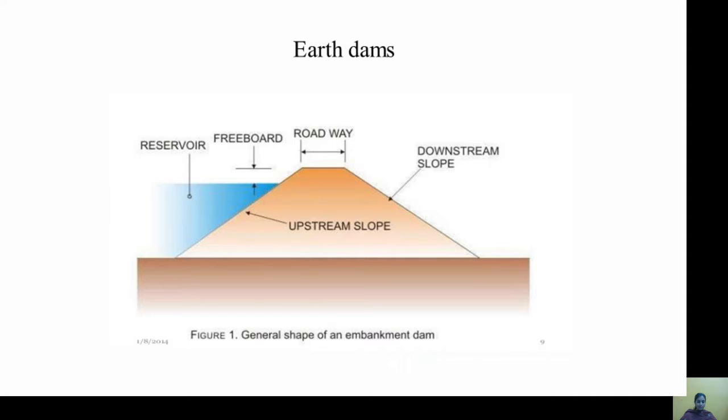This is a typical cross section of earthen dam. The earthen dam is trapezoidal in shape. On the upstream side, you will find a reservoir, and this is the downstream slope. The distance between the maximum level of water and the crest of dam is known as freeboard, and on the top of the dam there will be a roadway.